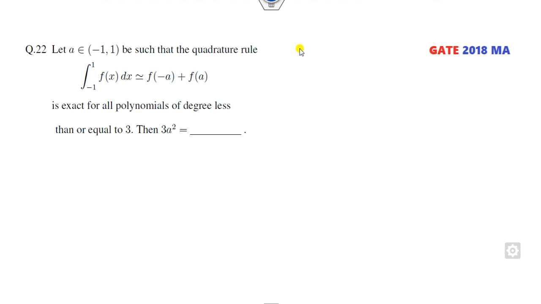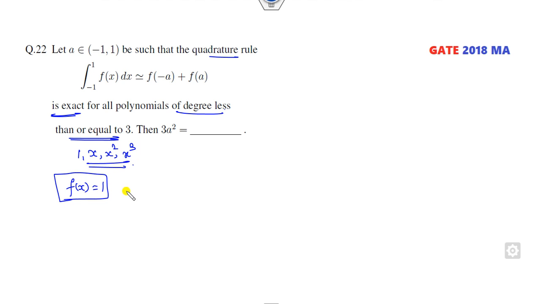Okay, look at this another one. a is any number which lies between -1 and +1, such that the quadrature rule here is exact for all polynomials of degree less than or equal to 3, x square and x cube. Fine. So that's very simple. If I simply take f(x) is my 1, what will happen? This integration will be my 2, the right hand side is 1 plus 1, so it is satisfied.